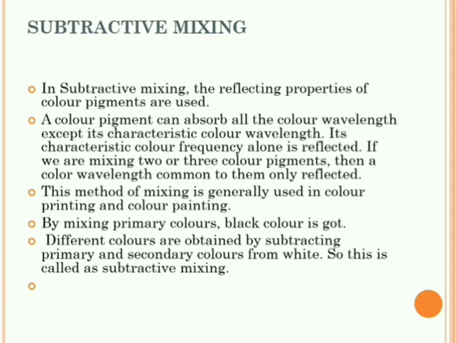By mixing primary colors, black color is got. We can get black color by mixing the primary colors. Different colors are obtained by subtracting primary and secondary colors from the white. That is what the subtractive method is. In the subtractive method we form a color by subtracting, meaning in some proportion from one color we subtract the other color, remove its form, then we can form a new color. So this is called subtractive mixing.